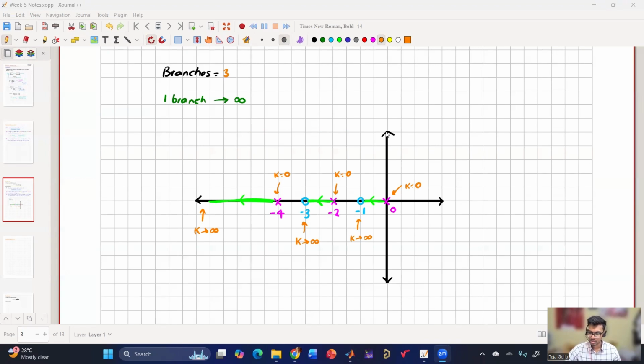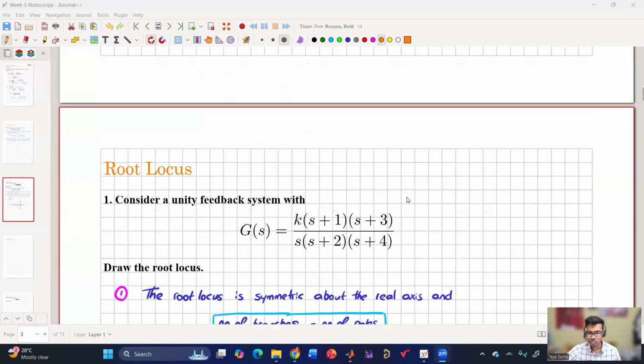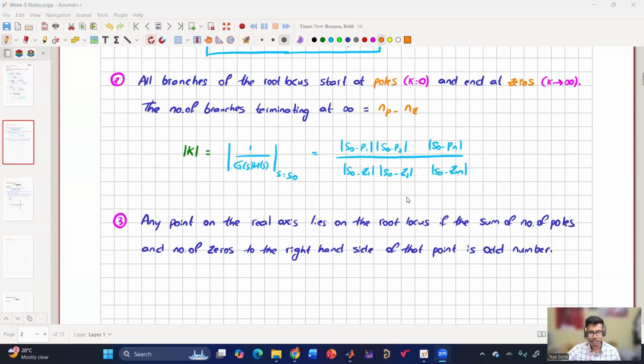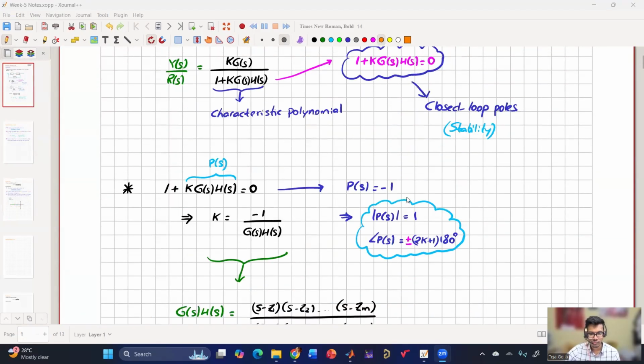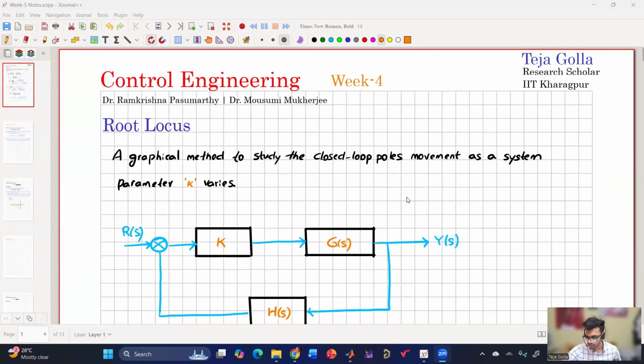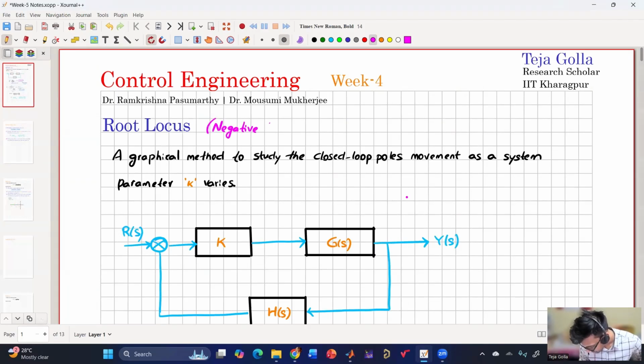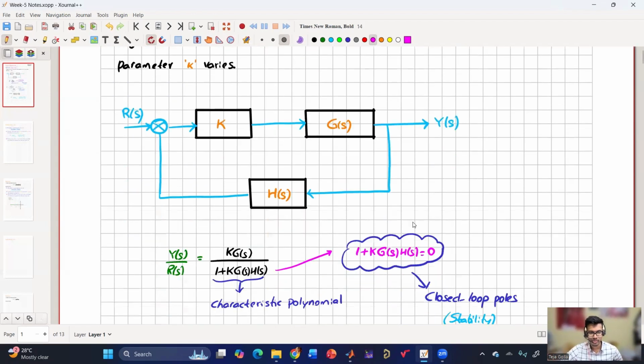The root locus is valid for a negative feedback system, sir, or a positive feedback system? It is valid for both negative feedback as well as positive feedback, but the rules will change. Whatever is the syllabus of this course, it is only for negative feedback. That's a very good doubt that you have asked. So whatever we are learning is only for negative feedback. The rules are slightly different for a positive feedback system, but in this course only negative feedback is covered.